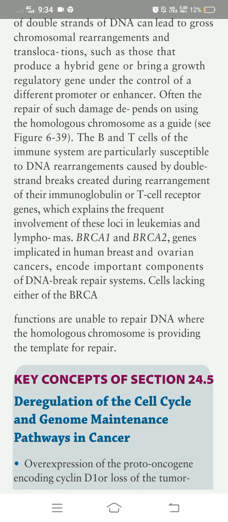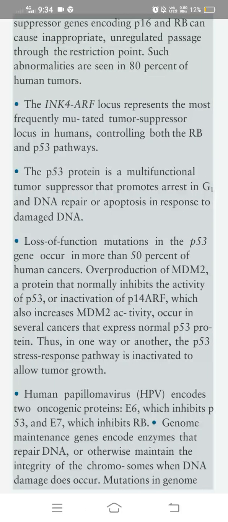Overexpression of the proto-oncogene encoding cyclin D1 or loss of the tumor suppressor genes encoding P16 and RB can cause inappropriate unregulated passage through the restriction point. Such abnormalities are seen in 80% of human tumors. The INK4a/ARF locus represents the most frequently mutated tumor suppressor locus in humans, controlling both the RB and P53 pathways. P53 protein is a multifunctional tumor suppressor that promotes arrest in G1 and DNA repair or apoptosis in response to damaged DNA.